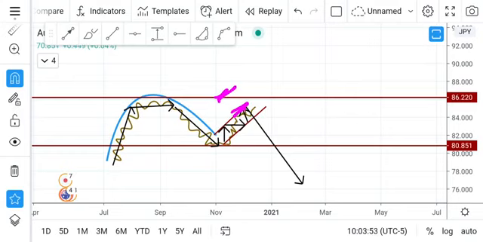So it's usually a very powerful bearish reversal chart pattern in a downtrend. That's when price is below the 200 period moving average. So that's all for this chart patterns video series.